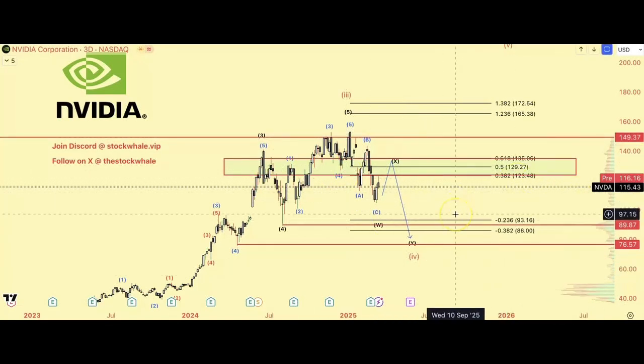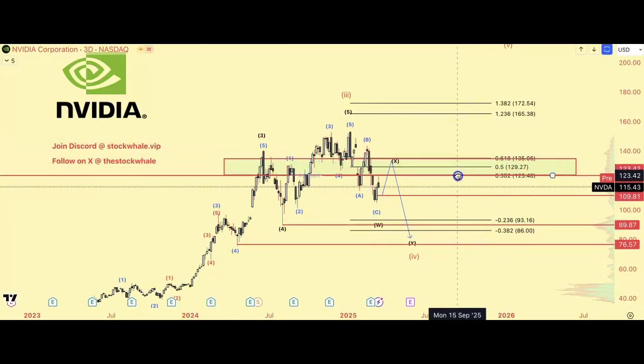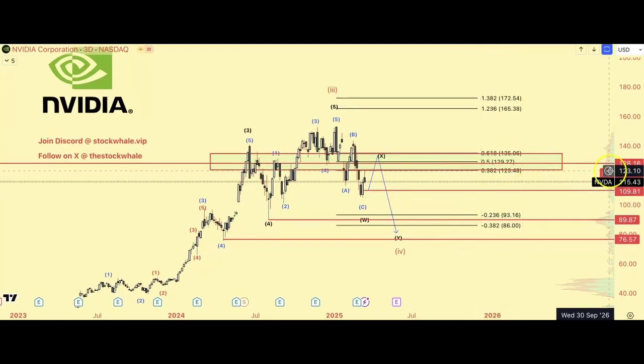So that's your short position that you're looking for on Nvidia, and you'll start taking profits at 93 to 86, right? And then once Nvidia reaches, let's say, right here, 112 or even 109, you're going to lower your stop loss down to your entry price, right? You're going to lower your stop loss to entry price for a risk-free trade.